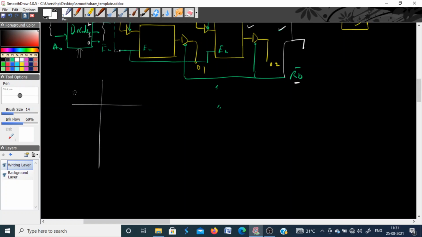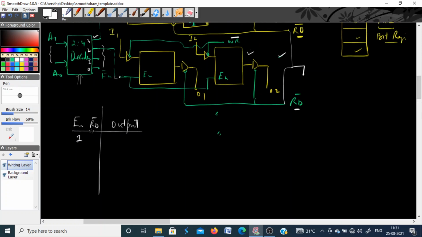So I have 2 inputs, one is enable, one is read, and I want a particular output at the buffer. When enable is 1, it means we have identified this memory location by using enable as 1. It comes from the address decoder. And your read signal is 0. In that case only your output must be 0. For other cases, if it is 0 0, it should be 1. If it is 1 1, it should be 1. And of course if it is 0 1, it should be again 1.